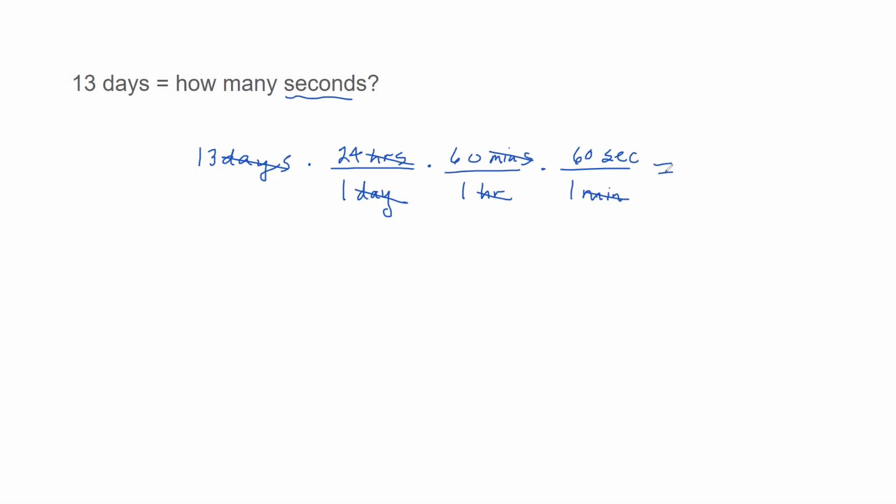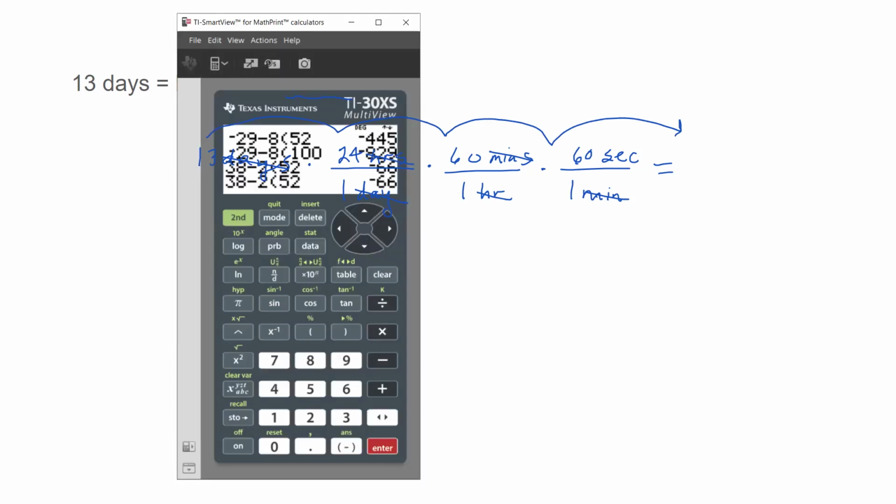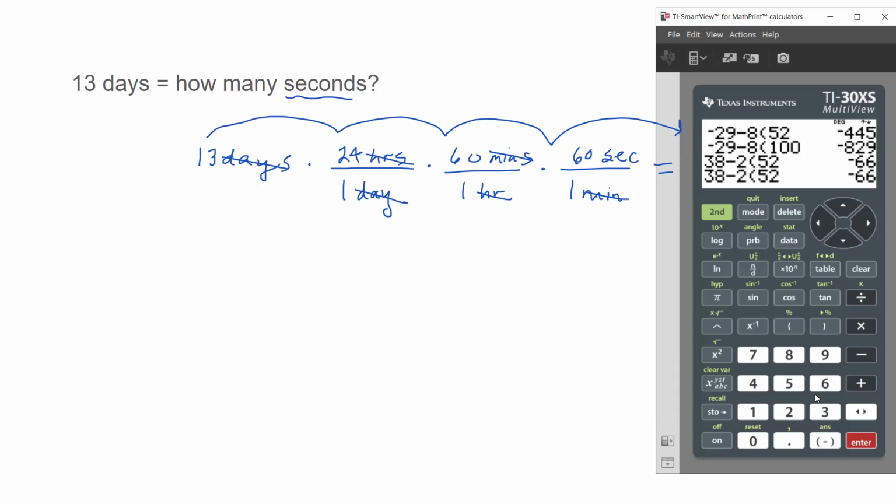So the nice thing about this is that I'm just multiplying across 13 times 24 times 60 times 60. So that number is going to actually just tell me exactly what I'm looking for here. So I was doing some sequences earlier. That's what that was on there. So 13 times 24 times 60 times 60.